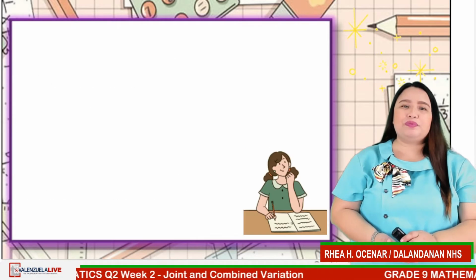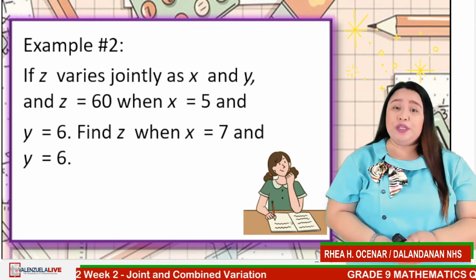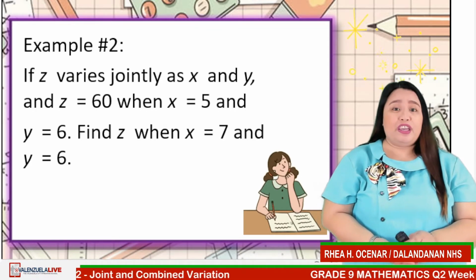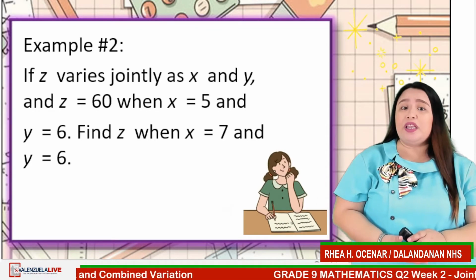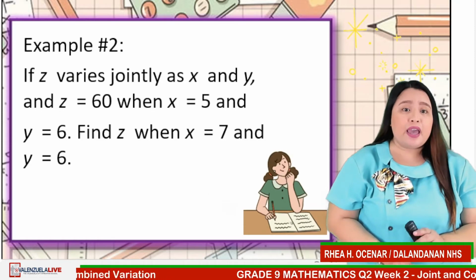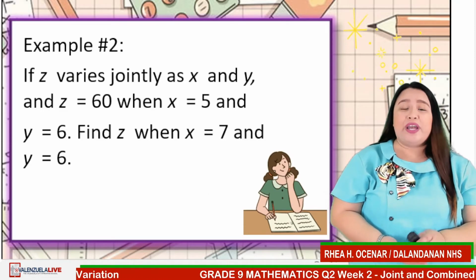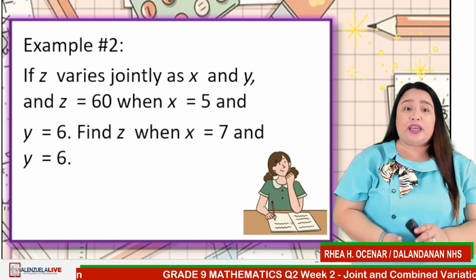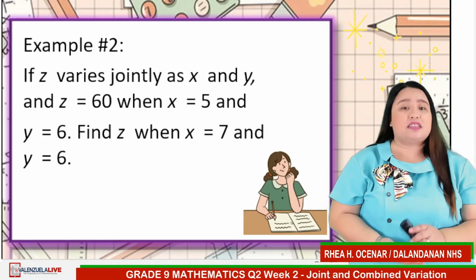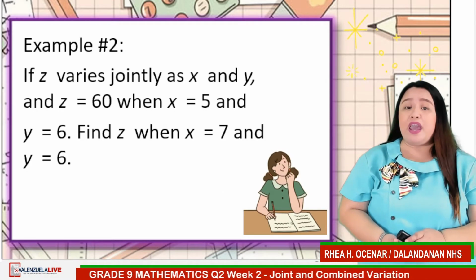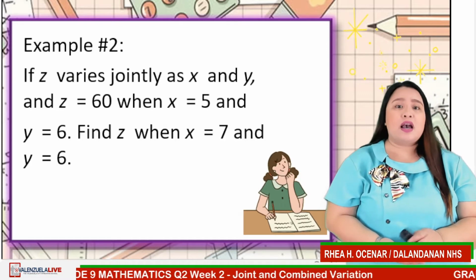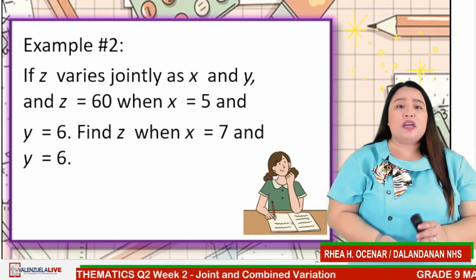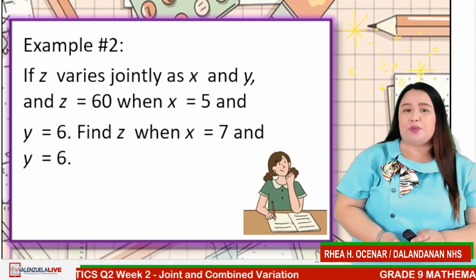Example number 2. If z varies jointly as x and y, and z is 60 when x is 5 and y is 6, find z when x is 7 and y is 6. Let us follow again the steps in solving joint variation.